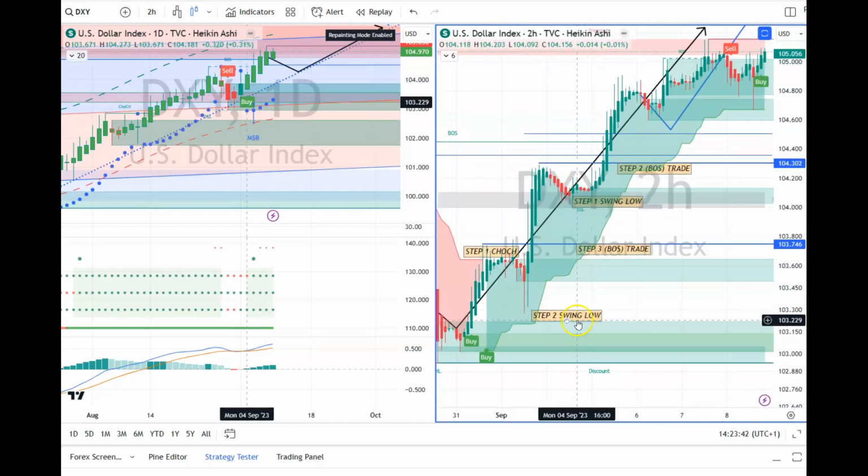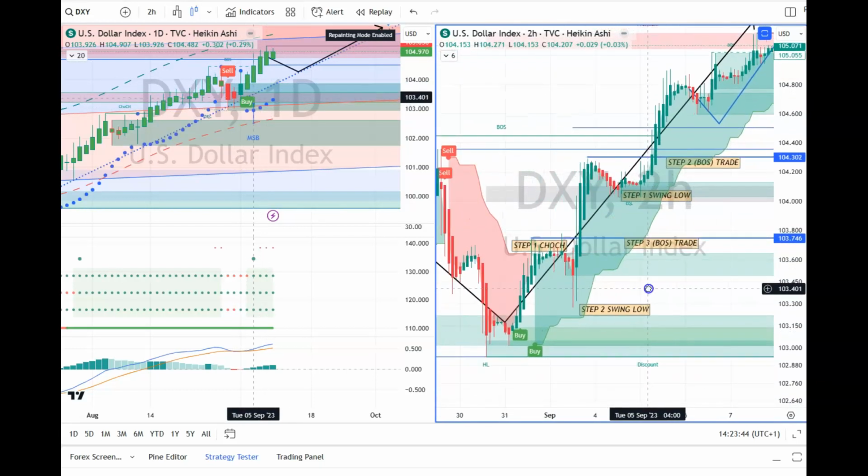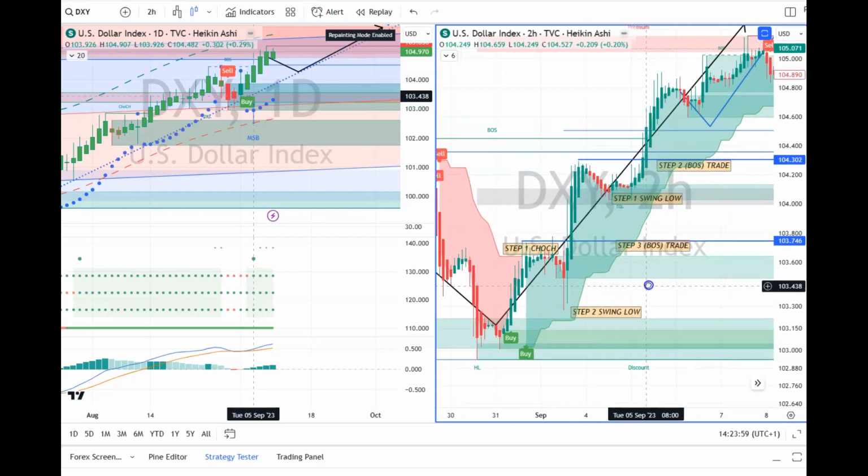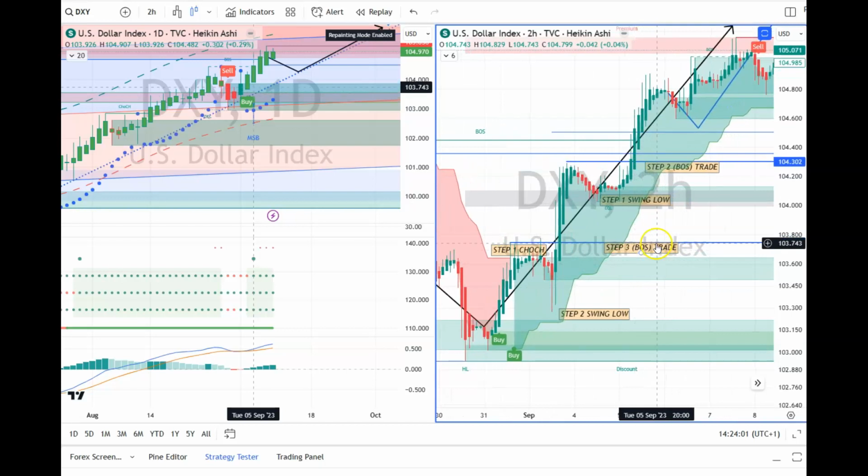Step 2 is the swing low. After you get change of character, the price doesn't like it. It never goes boom like that. It always has a swing low. Okay, step 2. Is that tradable? Totally up to you. Third step is the break of structure.